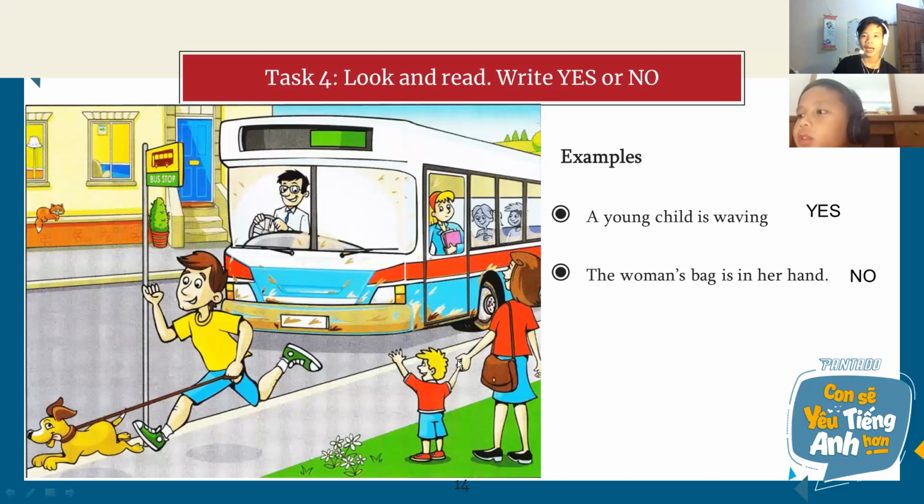Now, task four. Let's look and read. Write yes or no, okay? Look at the examples. A young child is waving. This is yes. The woman has a bag in her hand. That is no, okay?